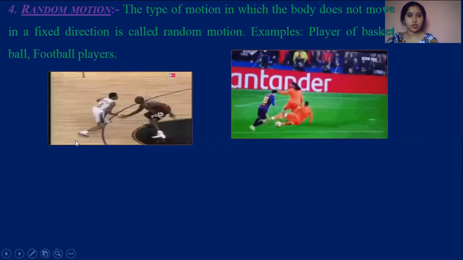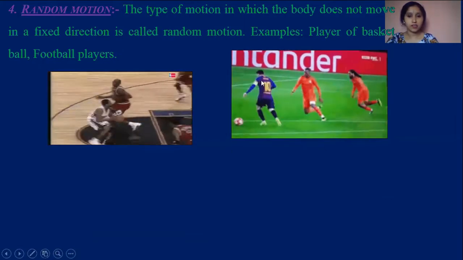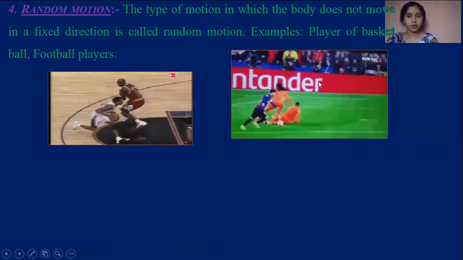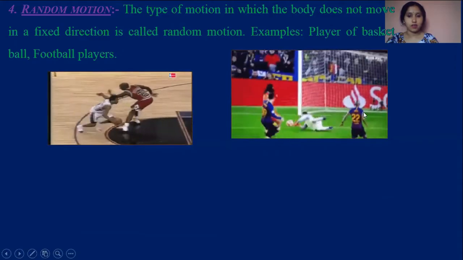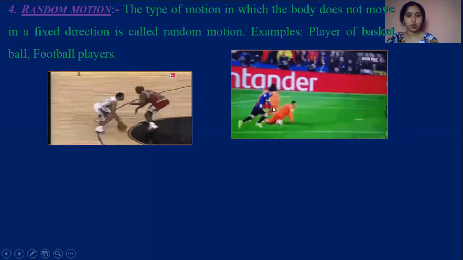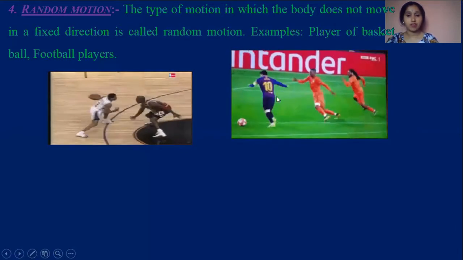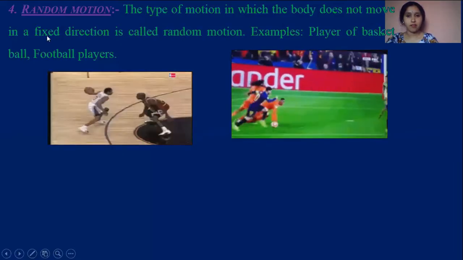So you can see a figure of the movement of these players while playing football or basketball or any other game. You can see here they don't have any fixed type of motion, so they are not moving in a fixed pattern. That means they have random motion.